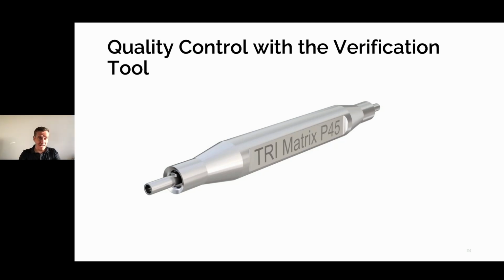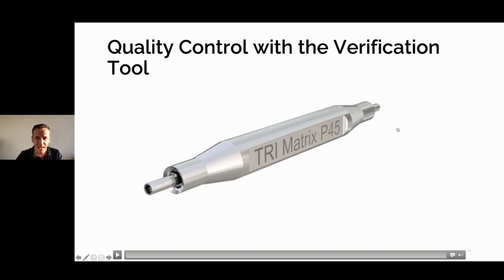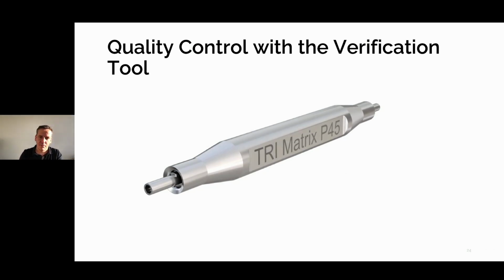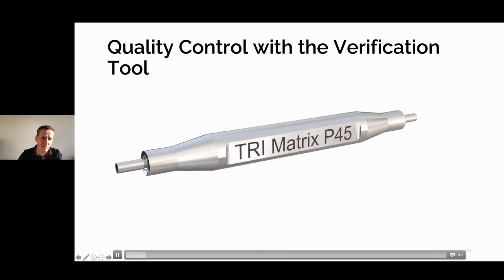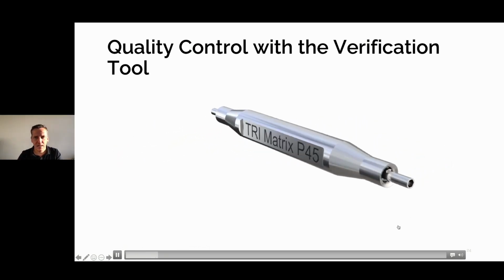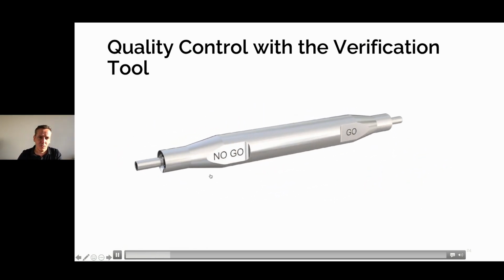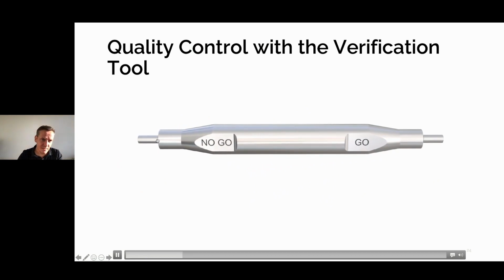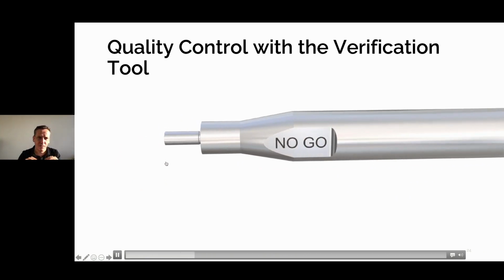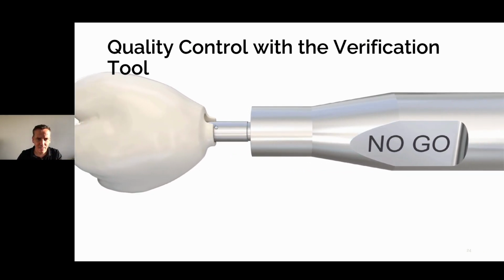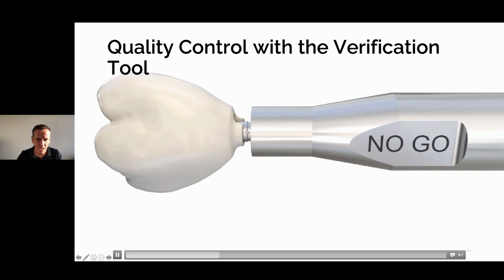This is the verification tool. We have created this verification tool. It's for platform 4.5, and we have also the same tool for platform 3.7. You can see here a no-go side and a go side, and this no-go side is really between 20 micron. This is showing you the screw channel.